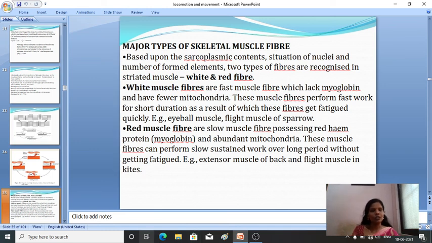Fine. So next come the major types of skeletal muscles. Again here in the skeletal muscles, based upon the sarcoplasmic content, situation of nucleus, and the number of formed elements, there are two types of fibers recognized in the striated muscles. They are white and red fibers. So two types of muscle fibers are present. One is the white muscle fiber and the other is the red muscle fiber.